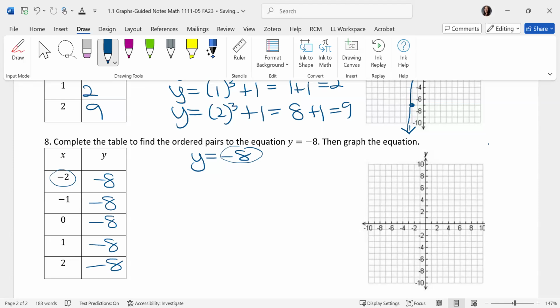And so if we plot this, -2, -8, -1, -8, 0, -8, 1, -8, 2, -8. And this is actually a horizontal line through y equals -8. All graphs that are in the form y equals some value are going to be a horizontal line.